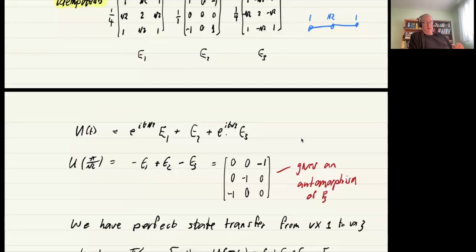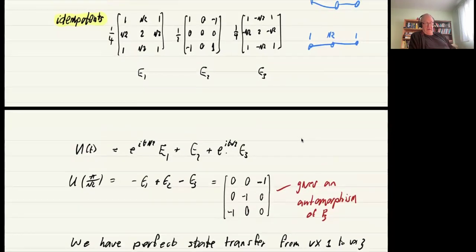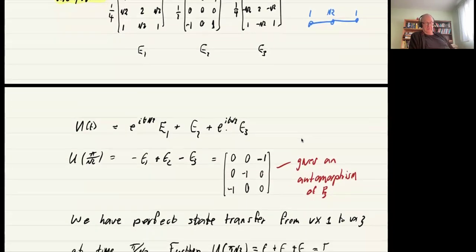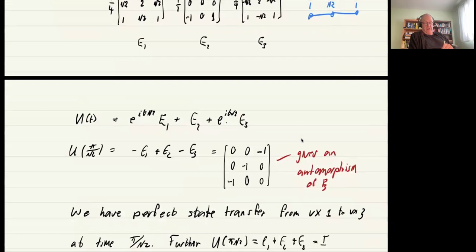And when you look at those matrices again, you discover this has this form. So it's a permutation times -1. And from this, it follows that you're going to get perfect state transfer from vertex 1 to vertex 3. Now, when I use the term follows, I'm usually implying there's a little bit of work involved. I'm not claiming it's entirely obvious, especially if you're new to it, but you can work that out.